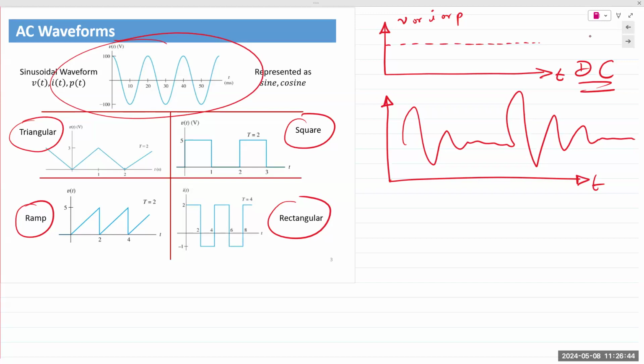Quick note about how it's generated. You have an inductive coil inside a magnetic field. The magnetic field has a north and a south pole. So this inductive coil rotates inside a magnetic field, causing the motion of electrons in the electric circuit, because it's going past a north pole and a south pole, north pole and a south pole, and a continuous circular motion generates a sinusoidal shaped waveform.